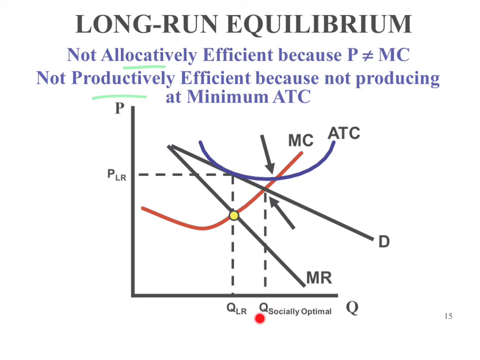Just like in monopoly, there's a socially optimal or allocatively efficient quantity. In this case, because MR is less than demand, we're always going to have a quantity that's lower in the monopolistic competitor. The other thing to think about is that it is not productively efficient. Why don't we have productive efficiency? Because we're not producing where the ATC curve is at its minimum. Rather, we're not productively efficient because the price is not equal to minimum ATC. Despite the fact that it's equal to ATC, it's not minimum ATC. So monopolistic competition is neither allocatively nor productively efficient.